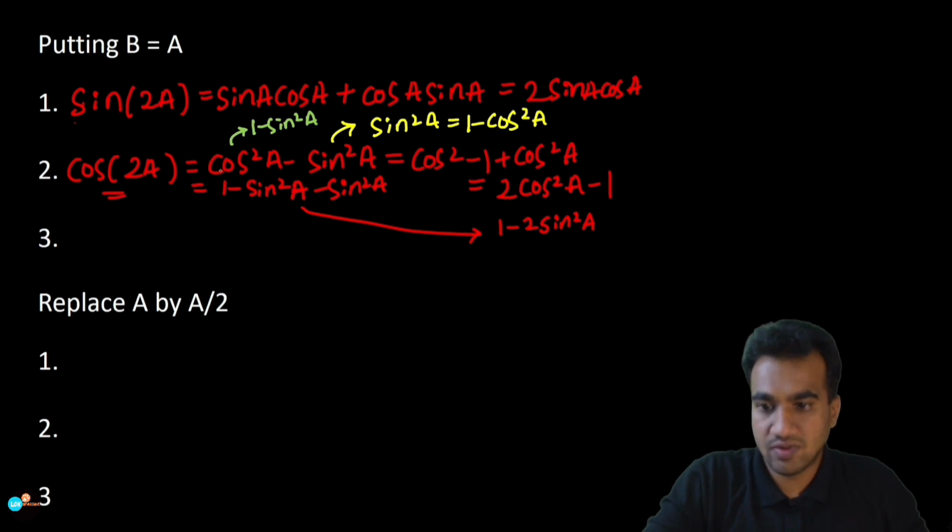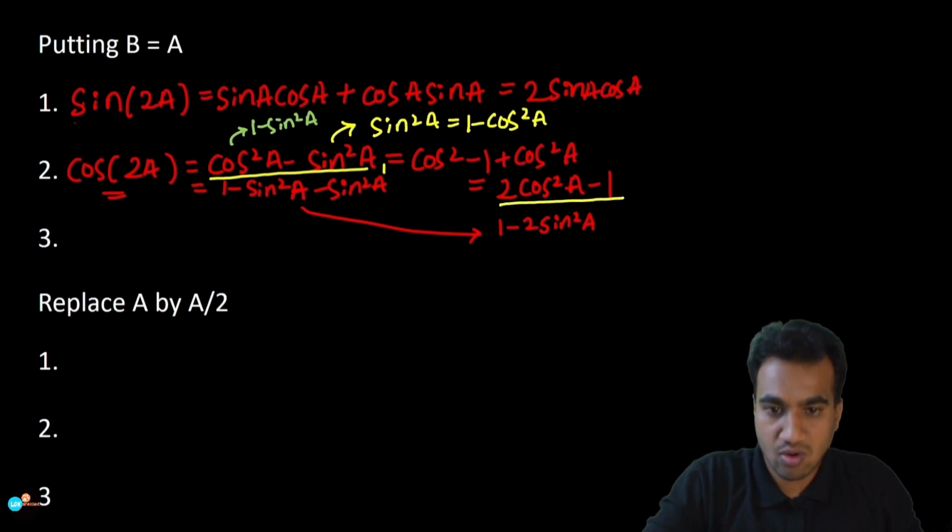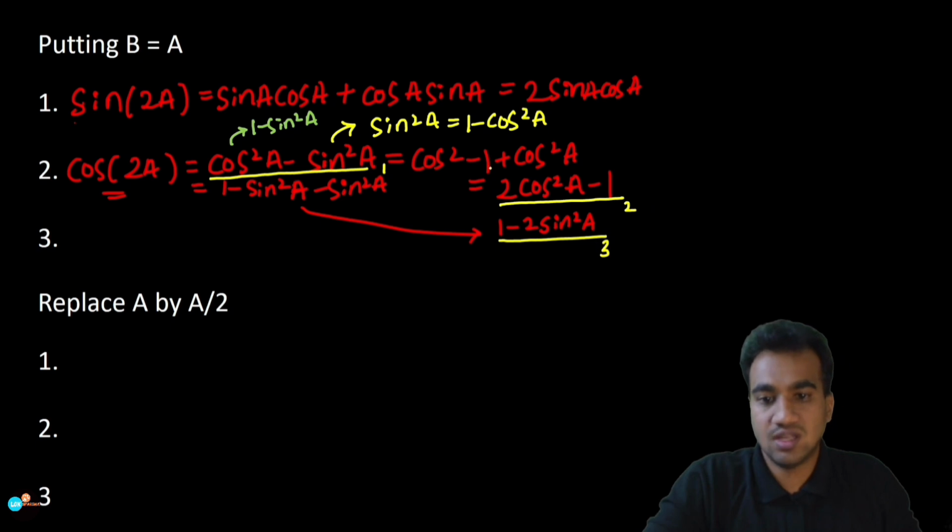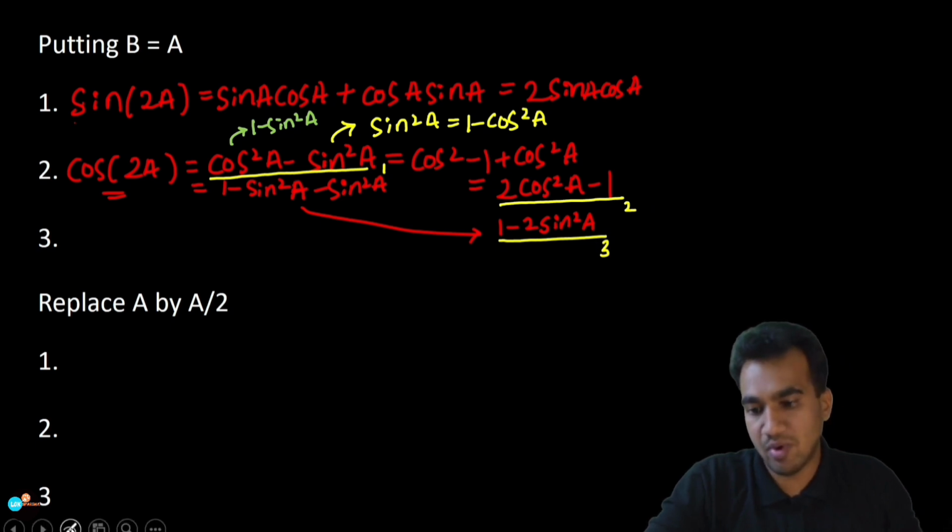That is the first formula: cos 2a is equal to cos square a minus sin square a. That is the first one. Let me mark it, it will be helpful for later. And you have one more formula for cos 2a: cos 2a is equal to 2 cos square a minus 1, and another one is 1 minus 2 sin square a. So these are the 3 identities for cos 2a, which we have to remember.